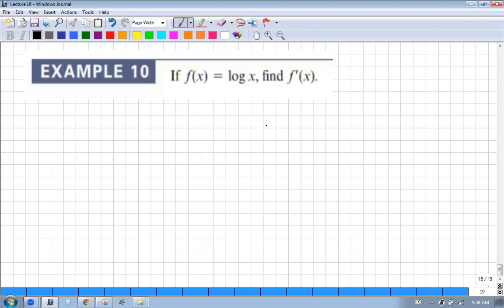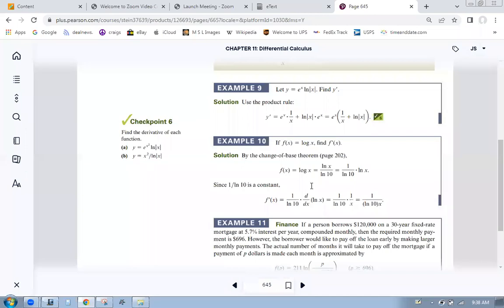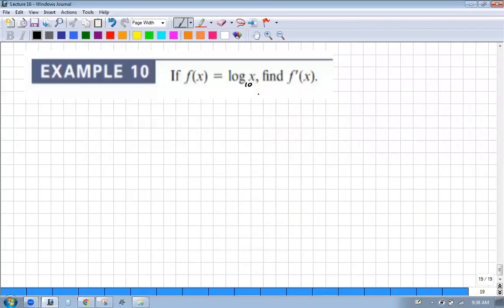Log. What base is that? I don't know. They're leaving it generic here. I think in the book, they might be meaning log base 10. Let's see. Yeah, for this book, log without the base means log base 10.